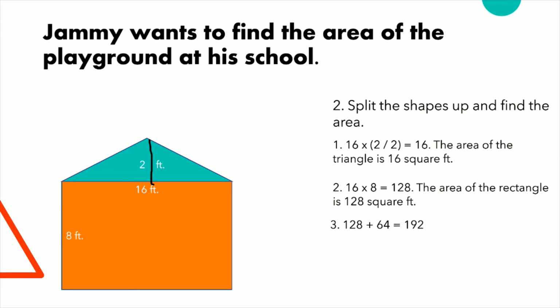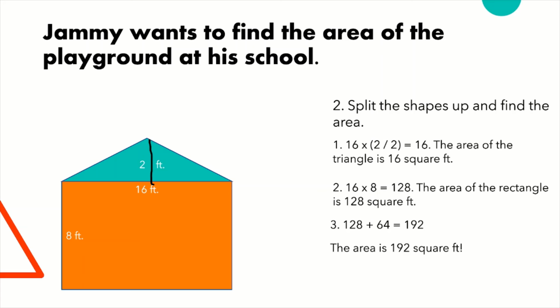128 plus, oops, that's a typo. 128 plus 64 equals 192. That's a typo. It's actually 128 plus 16, which equals 144. So I still hope you got that correct. The area is 144 square feet, not 192 square feet. Sorry! Let's move on to our next word problem now.